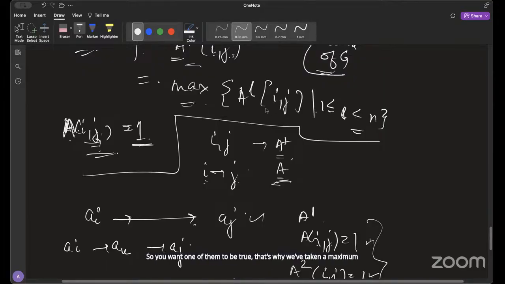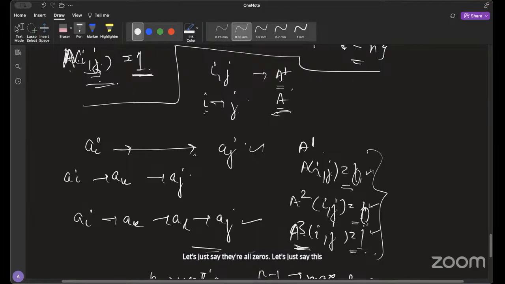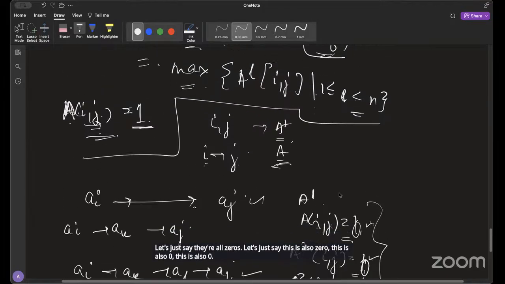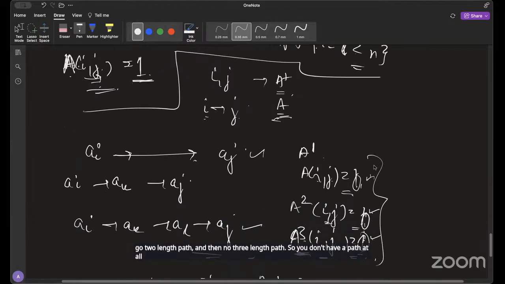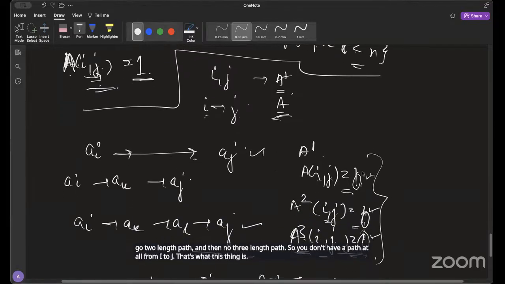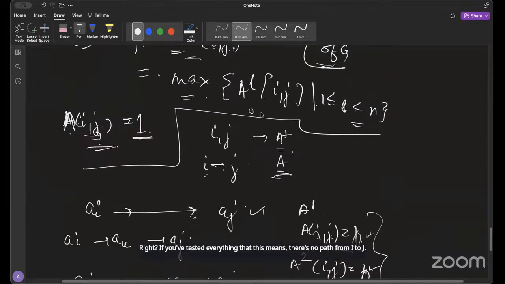Maximum here basically means that if, let's just say they're all zeros, this is also 0, this is also 0, this is also 0, that means there's no direct edge, no 1 length path, no 2 length path, and no 3 length path. So you don't have a path at all from I to J. If you've tested everything, this means there's no path from I to J. So you'll get a 0, 0, 0, and a maximum of it will be 0.